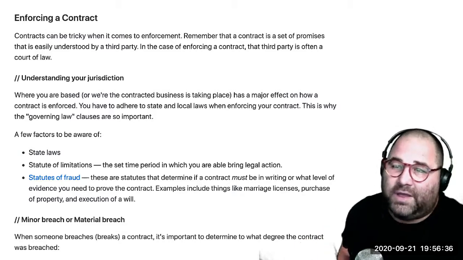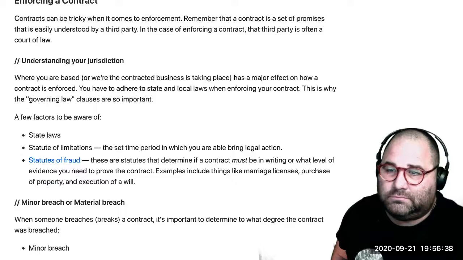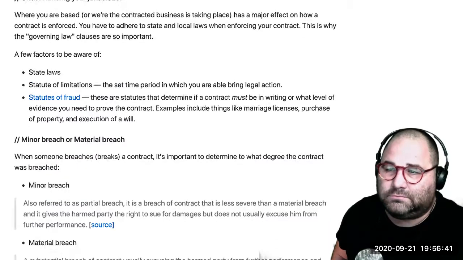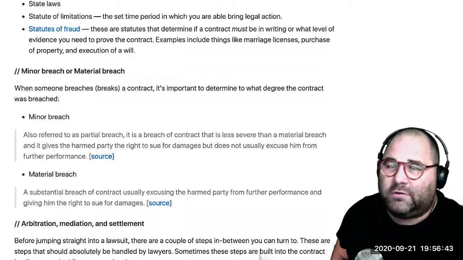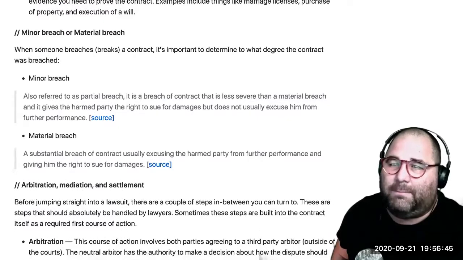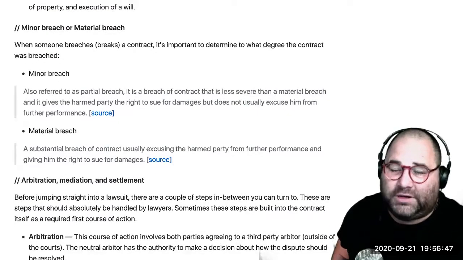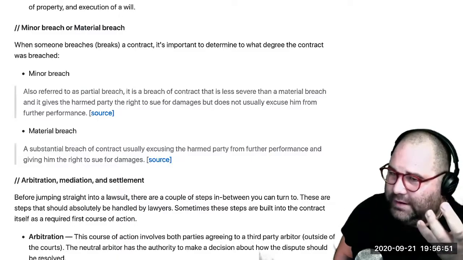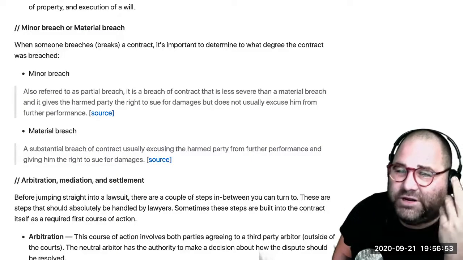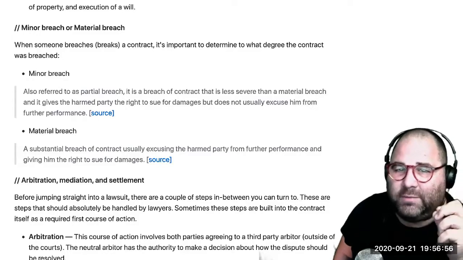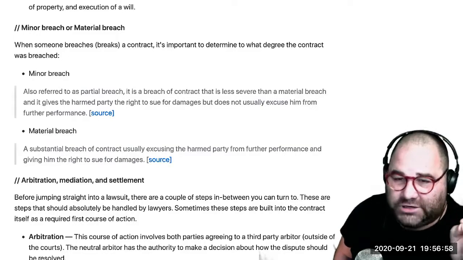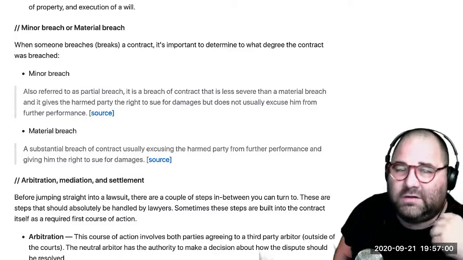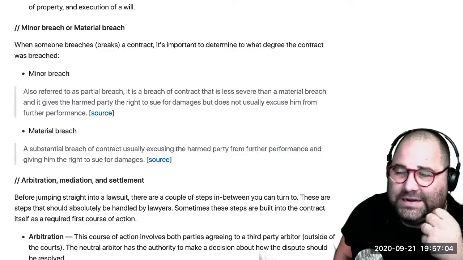Okay, so let's talk about breach. When we consider breach, we consider a minor breach or a material breach. Basically, was it a little mistake or was it a huge mistake? So when someone breaches or breaks a contract, it's important to determine to what degree the contract was breached. I'm going to keep saying this. Legal counsel, legal advice is definitely needed in a lot of these cases.